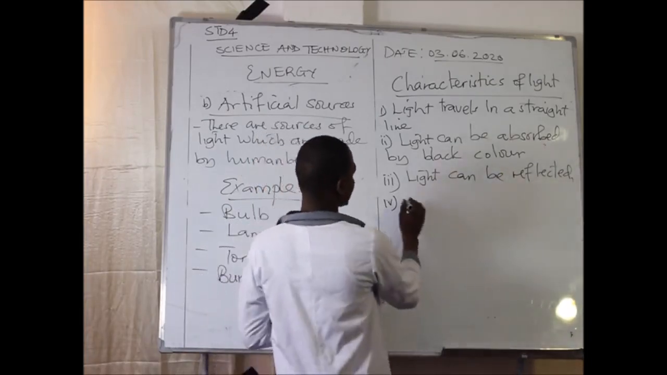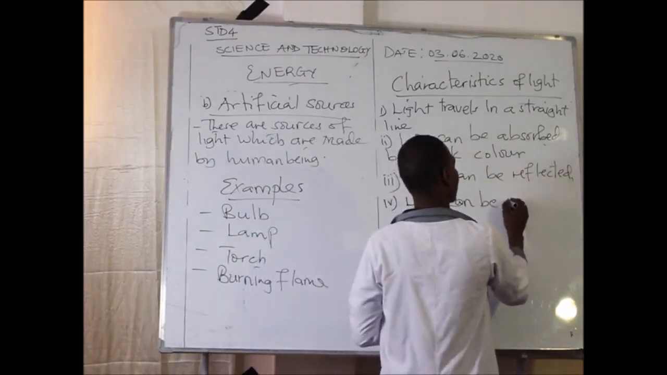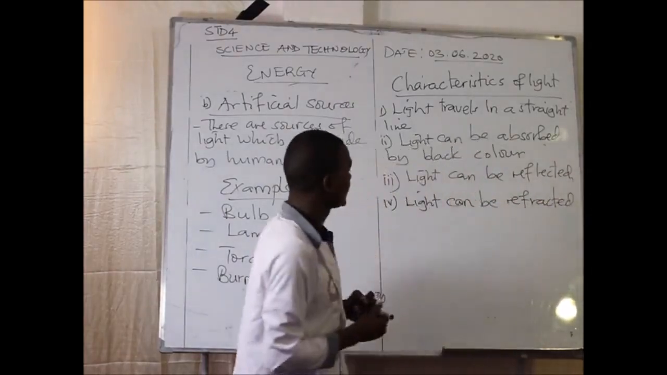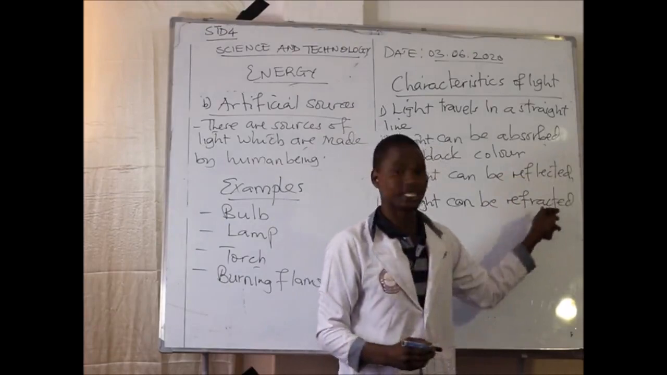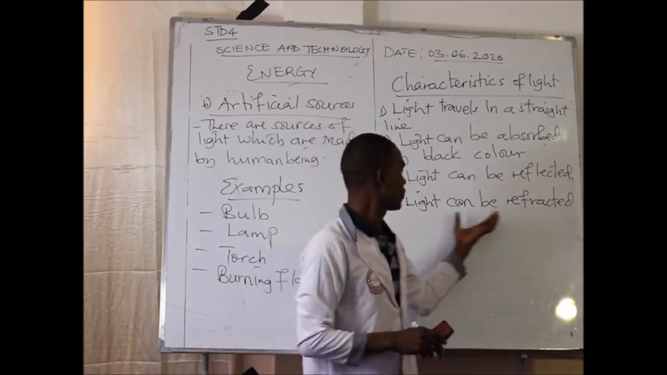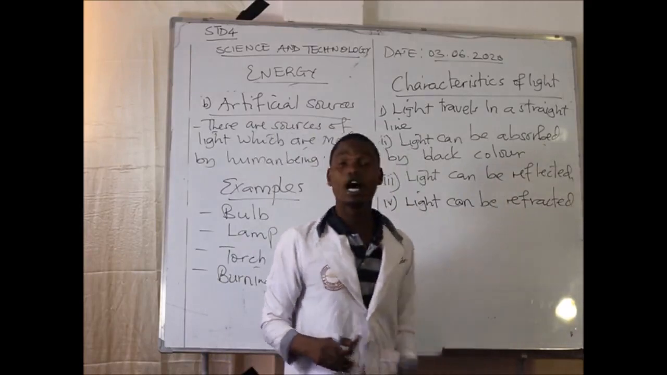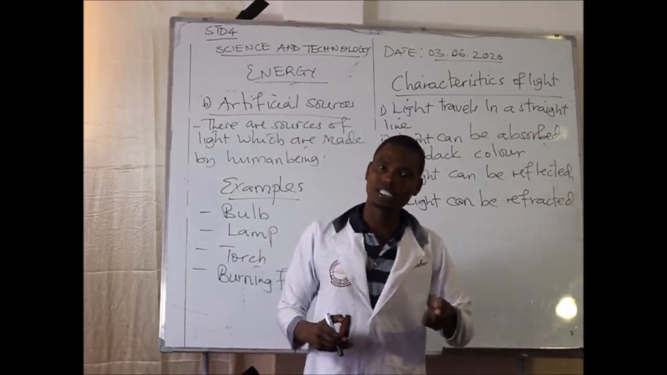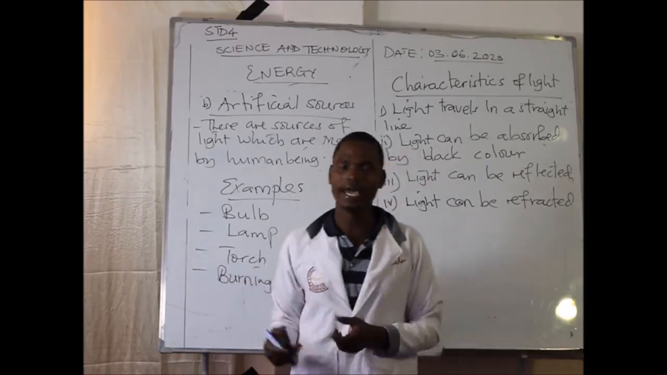Now the fourth one is light can be refracted. Dear pupils, don't mistake reflected and refracted. We have refraction and reflection. There are two things. Refraction, or this property of light can be refracted, happens when light falls in water from air.